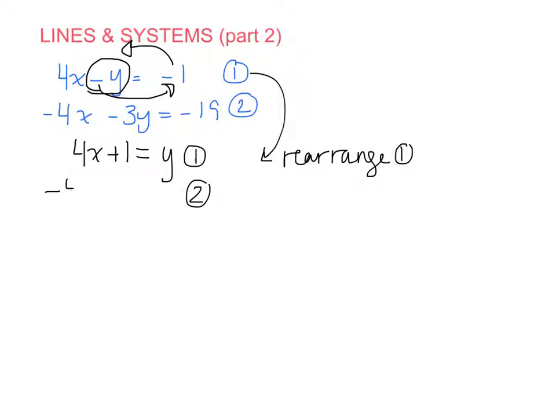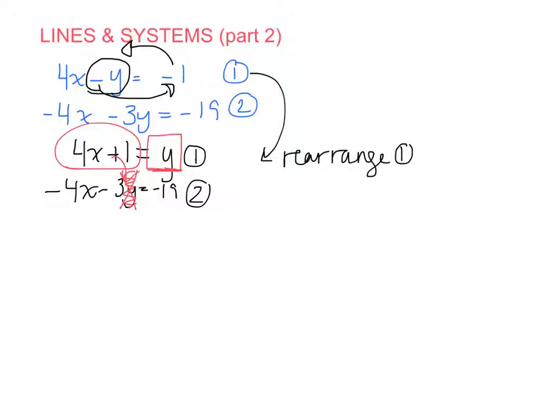Equation 2, negative 4x minus 3y equals -19, doesn't need to be rearranged. All we need is one equation that starts with x equals or y equals, and we have it. So equation 1 tells us we're going to replace y with 4x plus 1. So to do substitution, all we have to do is find the y in equation 2. Here it is right here. We're going to cross it out. We're not going to use it. We're going to replace it with the 4x plus 1.